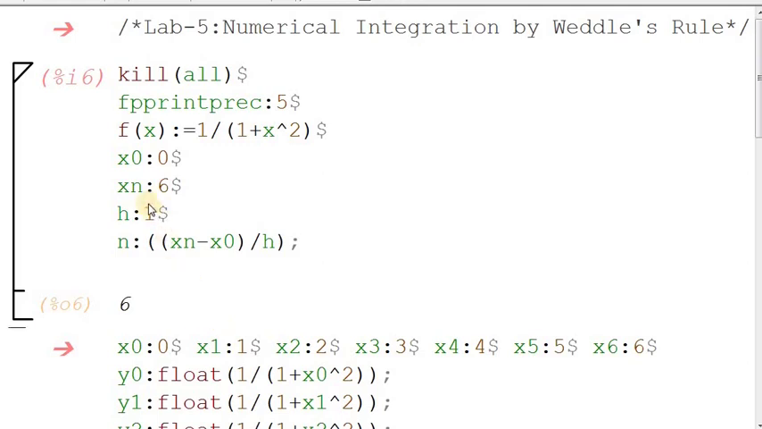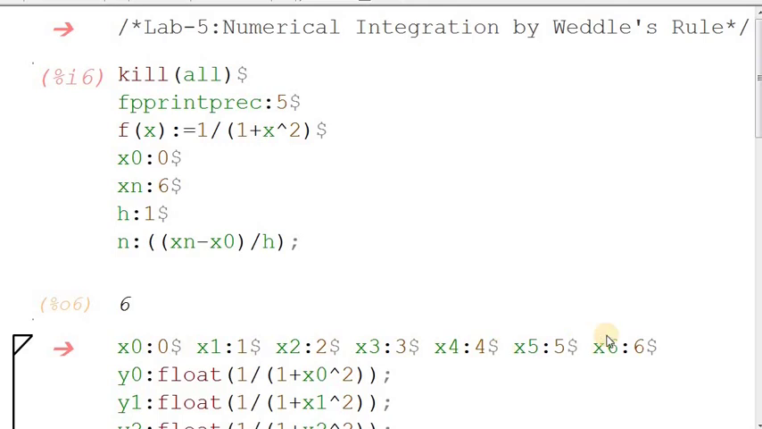Now we have to find the function value 1 by 1 plus x square at x0, at x1, at x2; all the values we have to calculate. So I have declared here x0 is 0, and from x0 to x1 the width is 1, so x1 is 1. Again x1 to x2: 1 plus 1, 2. x2 to x3, 3. x4, 4. x4 to x5, 5. So there is a difference of only 1 for each interval.